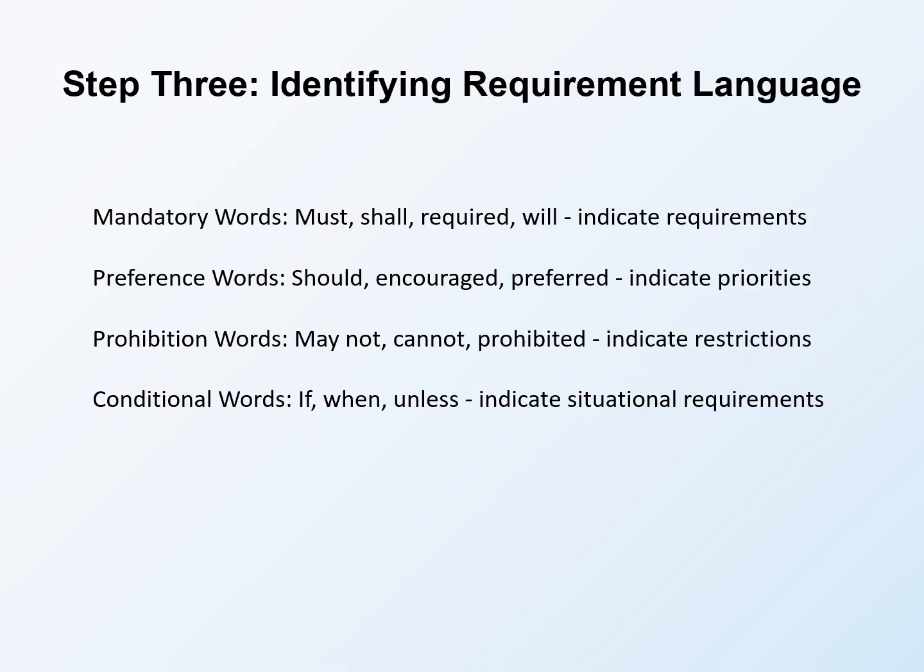These preferences guide what the funder values and may influence evaluation. While not technically required, addressing preferences strengthens applications. Prohibition words like may not, cannot, and prohibited indicate restrictions on what you can do or include. These words often signal disqualifying violations. Prohibition requirements are as important as positive requirements.